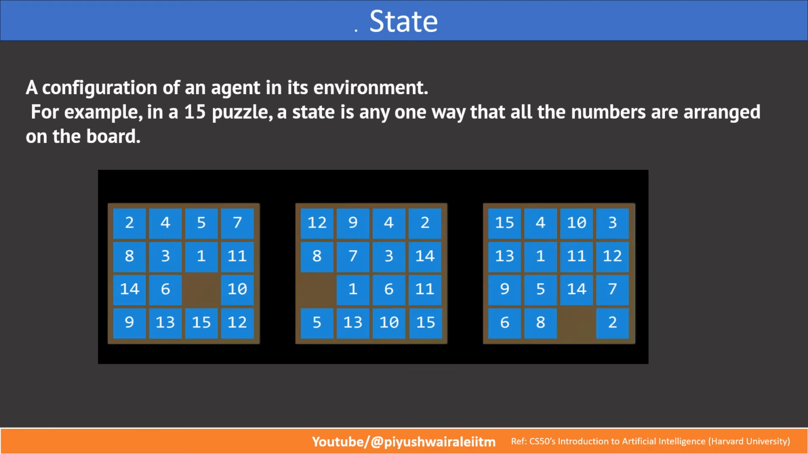Okay. So now what is state? The configuration of an agent in its environment. Whatever action the agent takes, based on that action it will reach a particular state, that is a new state, right? Suppose for example, this is our initial state, right? Now I am taking one action. I am moving this particular tile to the left hand side, here, right? So this tile will come here. So this will become empty. So this will become my new state, right?